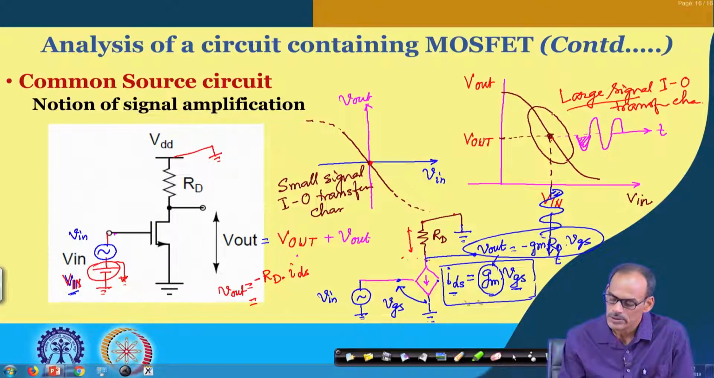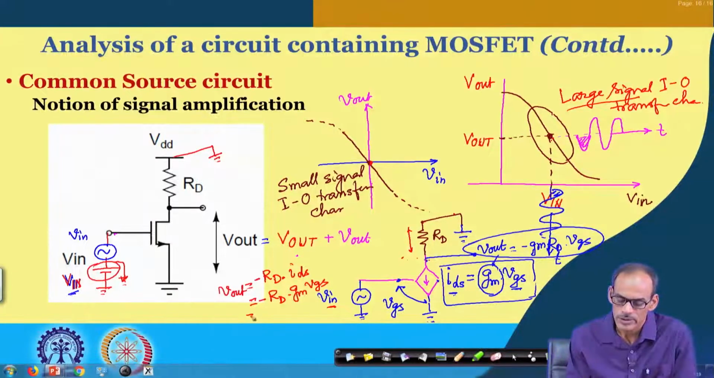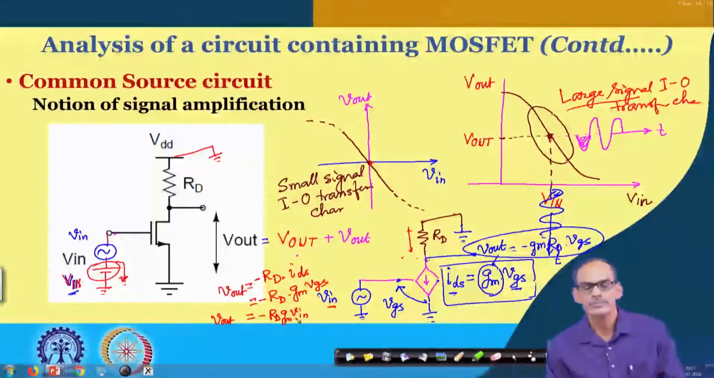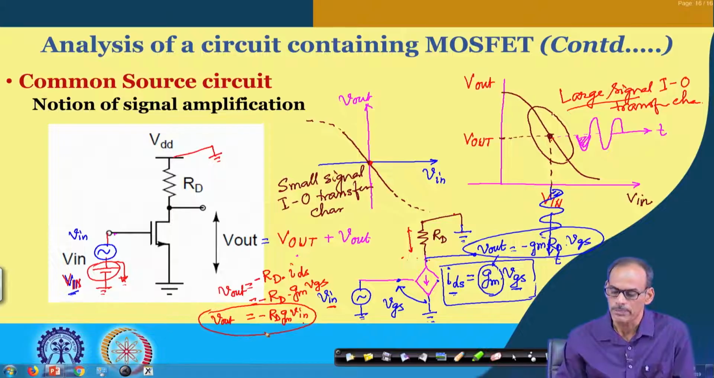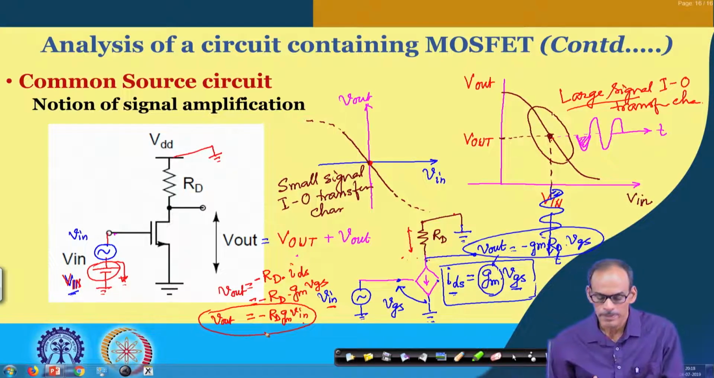In fact, the expression of I d s is G m into V g s, and incidentally V g s is the same as V in. So, we can say that V out equals minus R d into G m into V in. That gives us the gain of the circuit, namely V out by V in equals minus R d into G m. So, what is this G m?